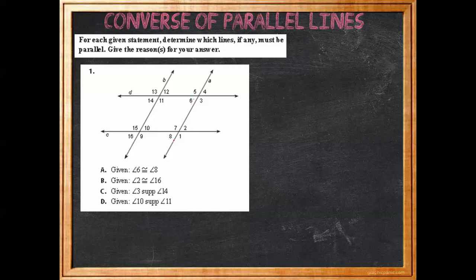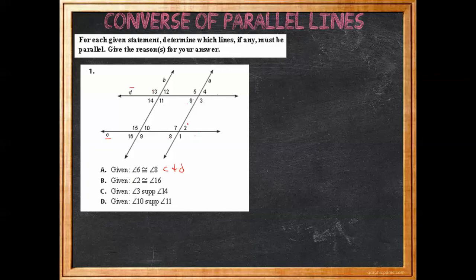So these are corresponding angles. And remember, the converse of corresponding angles theorem says if those two angles are congruent, then these two lines are parallel. So C and D are parallel. So if we're given this, we know that C and D are parallel.